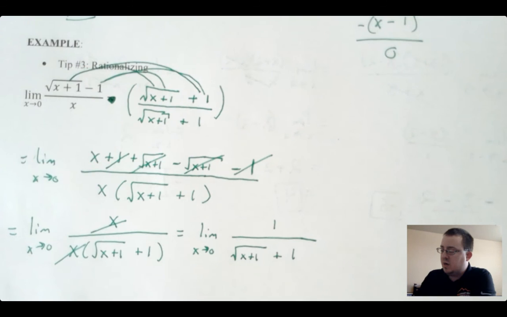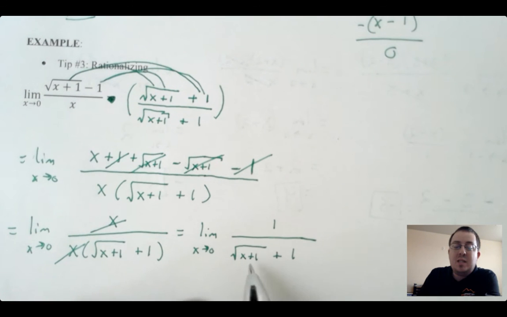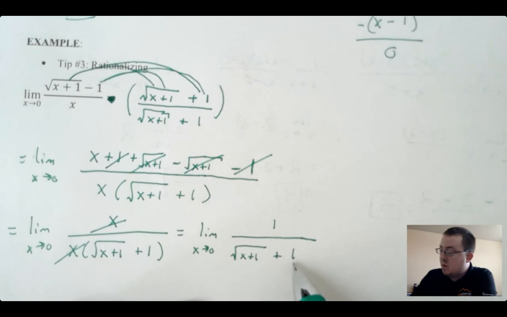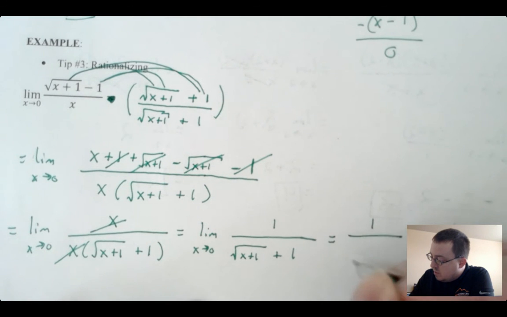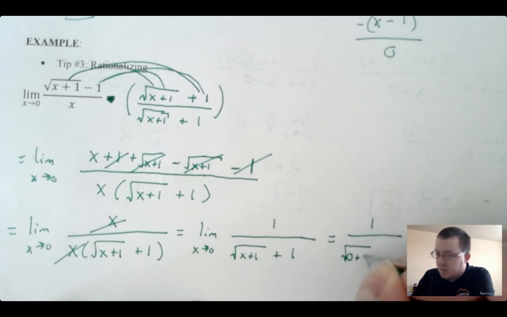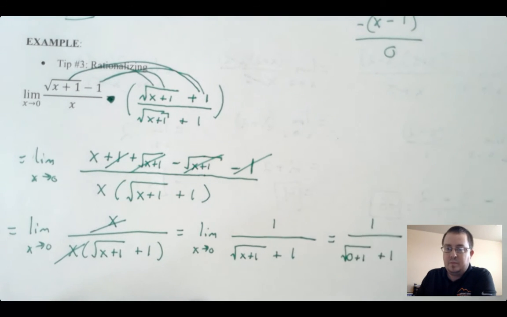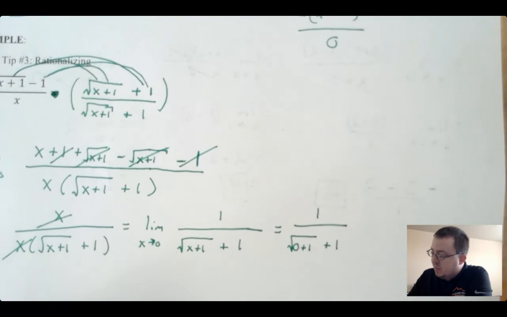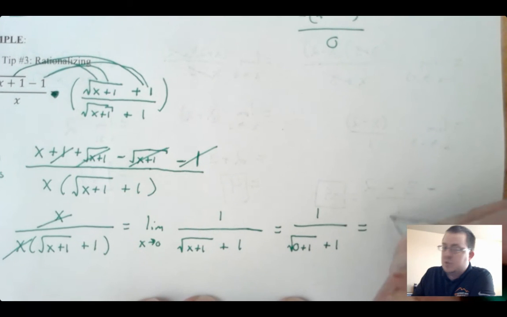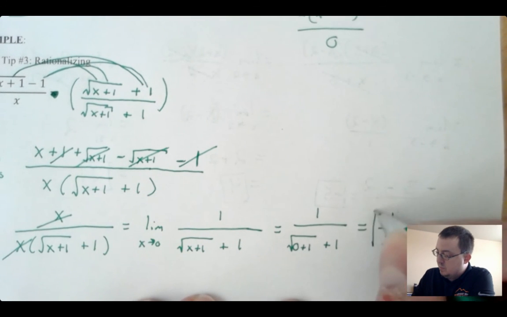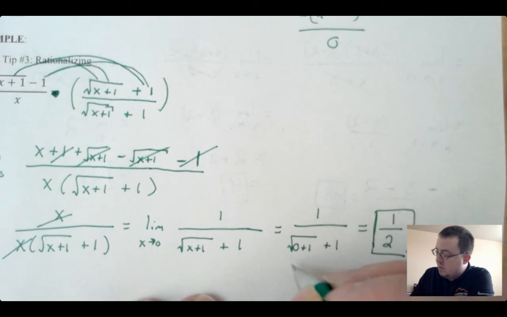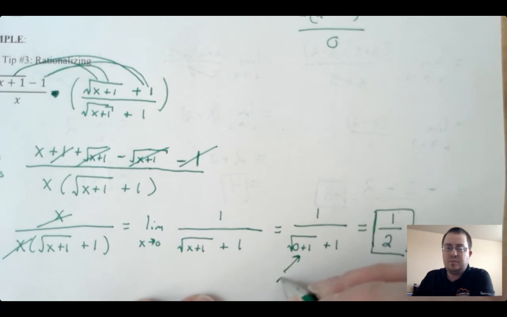We're almost there. Now I can see that if I plug in 0, I'm not going to get 0 in my denominator because of this plus 1. So I can go ahead and do that. 1 over the square root of 0 plus 1, plus 1. And that's just going to be 1 over the square root of 0 plus 1, which is 1. So 1 plus 1 is 2. So I'm just going to write here the square root of 0 plus 1 is just 1.